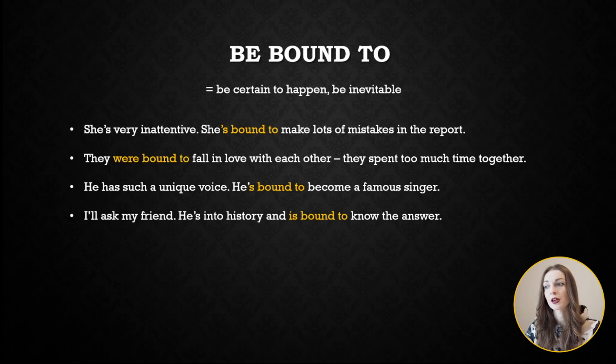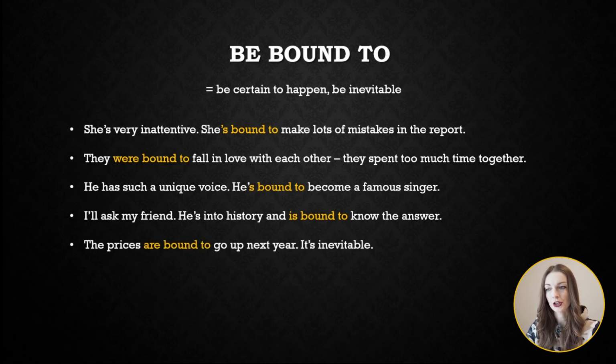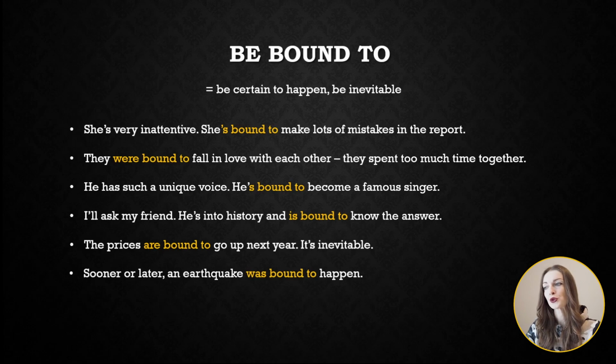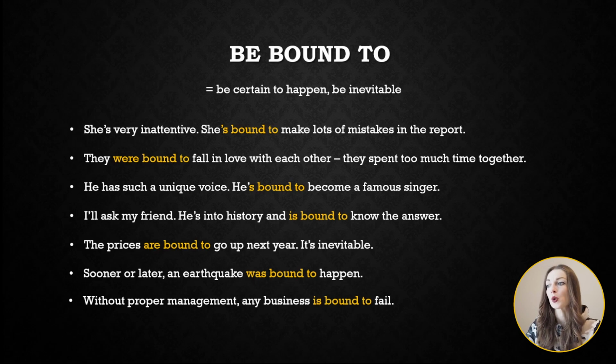I'll ask my friend. He's into history and is bound to know the answer. The prices are bound to go up next year. It's inevitable. Sooner or later, an earthquake was bound to happen. Without proper management, any business is bound to fail. What do we see in all of these sentences? We see a situation which seems to be inevitable or unavoidable. We see something that we expected to happen.